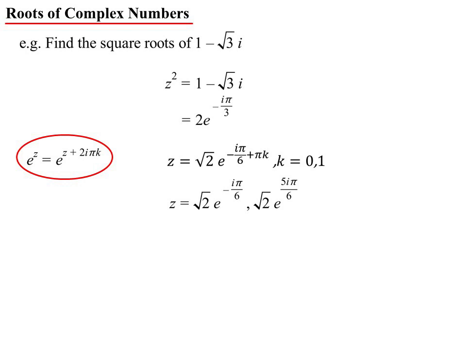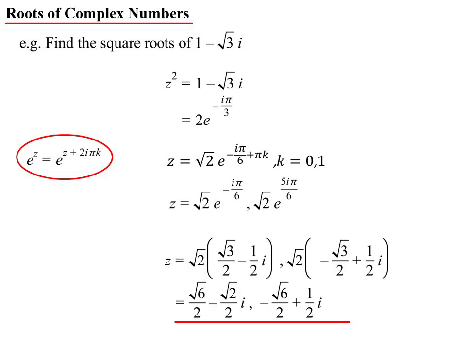Want to get it back? All right, I can convert it back again. I don't actually have to write down the mod arg form. I could go straight to this because I know the modulus is root 2. I know the argument is minus pi on 6. And for the first one it's minus pi on 6, the second one is 5 pi on 6. And so there we have our two square roots.